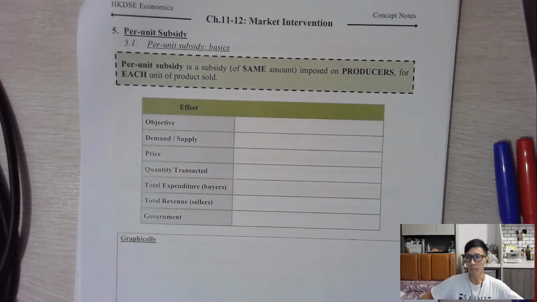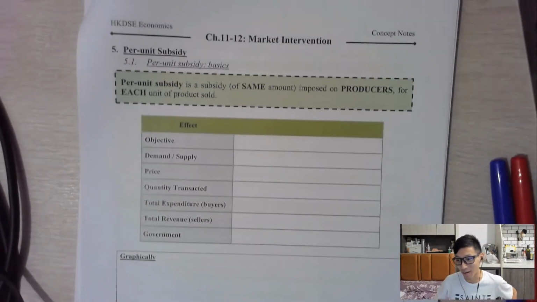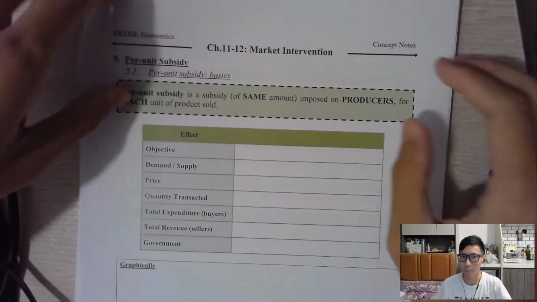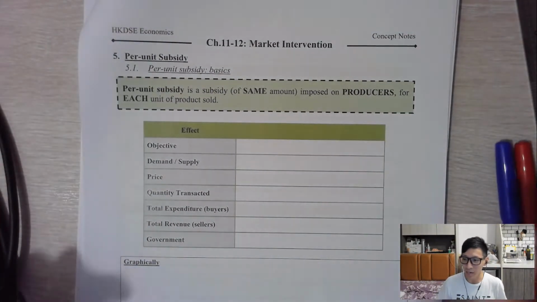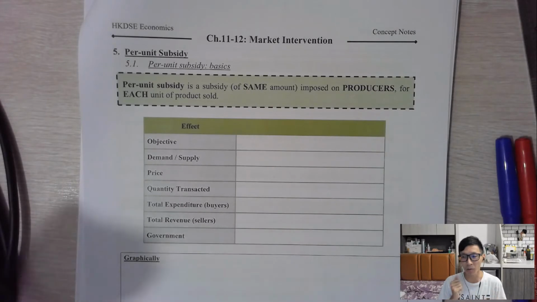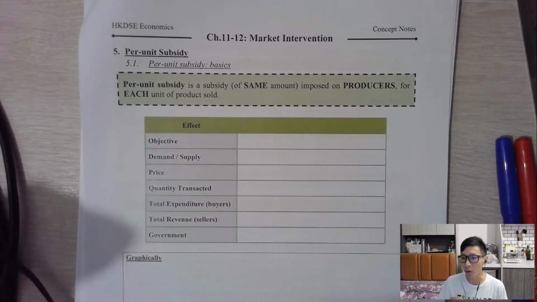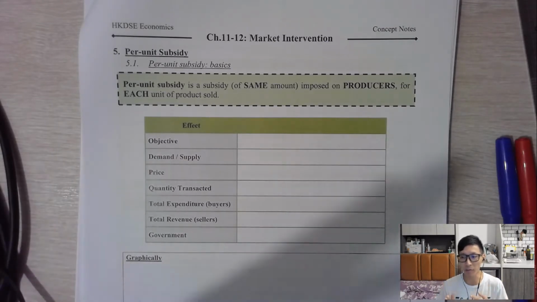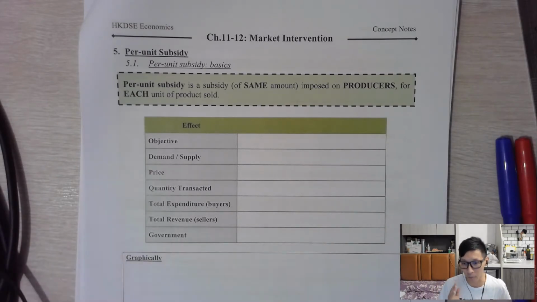Alright, now we are ready to get into the final part of our chapter 11, which is per unit subsidy. If you understand what was going on with per unit tax, then I think per unit subsidy is going to be relatively easy to grasp, except maybe the graphical approach is a little bit more difficult, right? So for these few videos, I'll try to make it shorter.